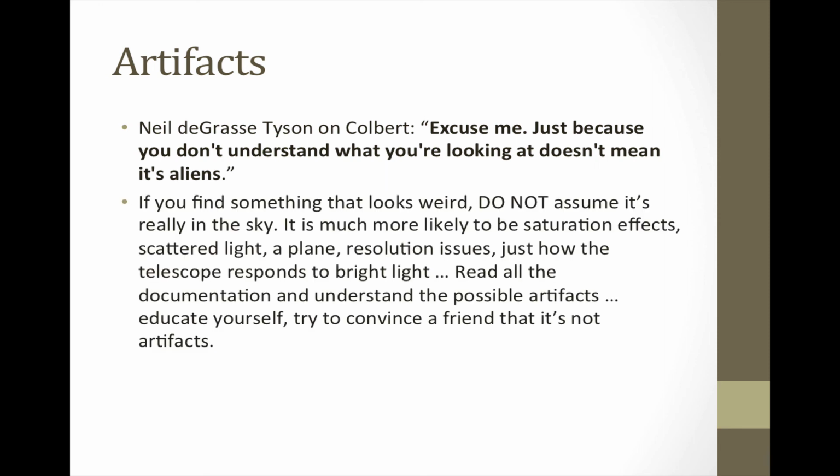If you find something that looks weird, do not assume that it's really in the sky. It is much more likely to be weird artifacts, like a result of saturation or scattered light or a plane or spatial resolution problems, or there's a very bright source in the wrong place. You need to actually get educated. You need to read the documentation and understand what the artifacts are that could be affecting what you're seeing. You need to educate yourself, and then as an example, you could try to convince a friend that it's real and not an artifact.